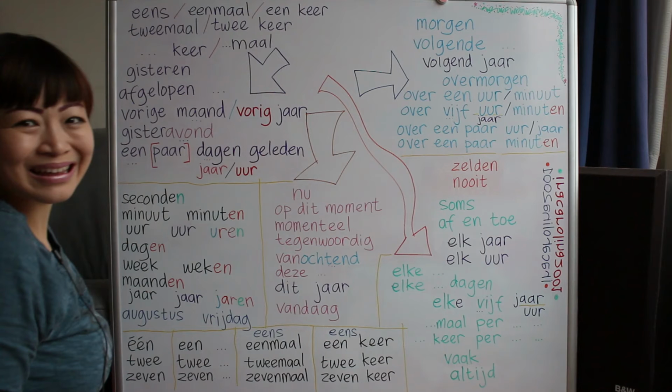Every something, the every is elke, and then you put something. Elke dag, every day. If you want to say every with a number, days, let's say every 2 days, elke 2 dagen.